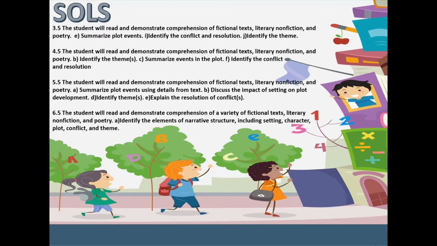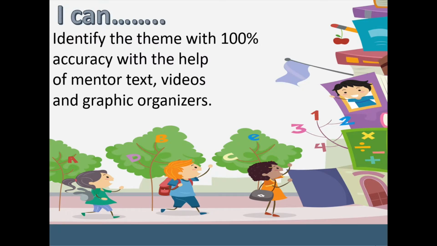Okay, so for grade 5, you already did discussing the impact of setting on plot development and explaining the resolution of conflict. And today we're going to do 5.5D, identify theme. And for 6th grade, we're doing identifying the elements of narrative structure, including setting, character, plot, conflict, and today's topic of theme. So our I can statement: I can identify the theme with 100% accuracy with the help of mentor text, videos, and graphic organizers.